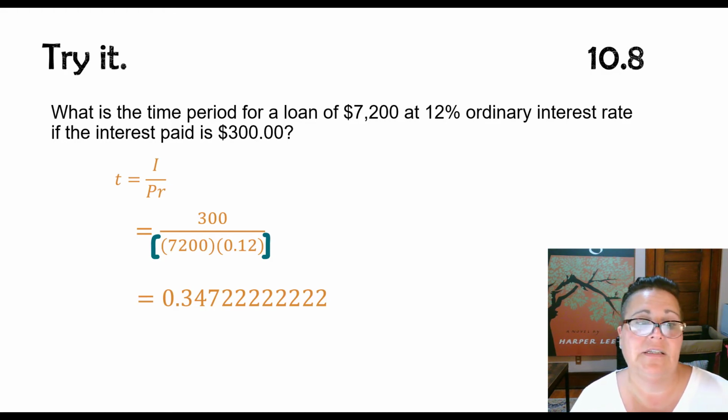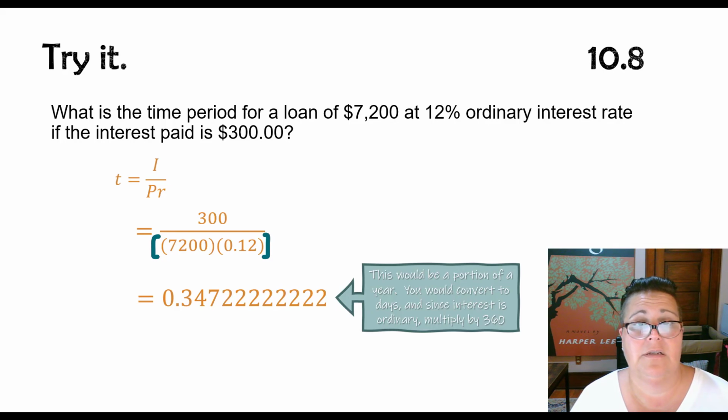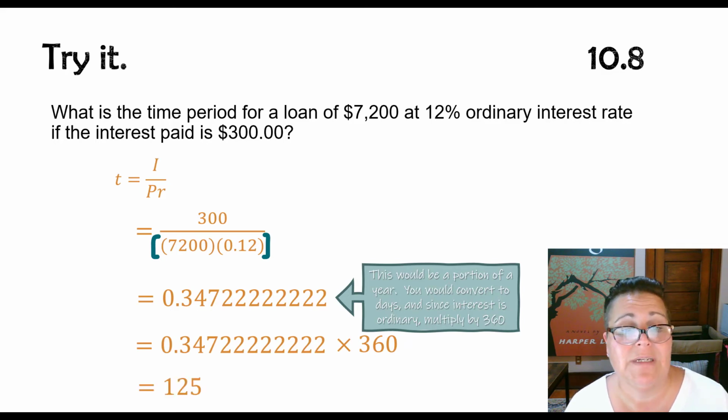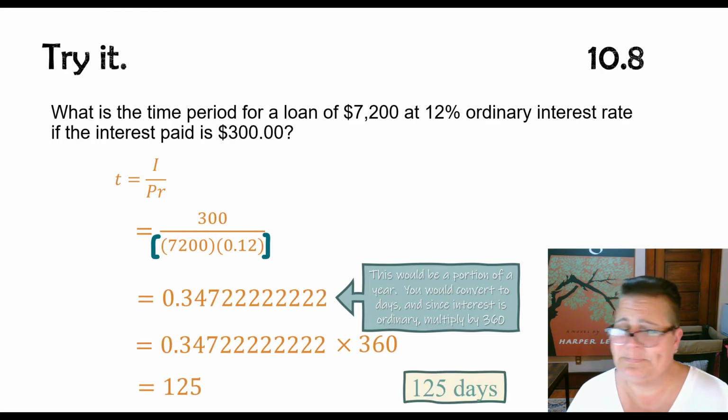Now, this is 0.3472 repeating of a year. So it's a little bit more than a third of a year. It's less than a half of a year. But I need it to be in ordinary days. And since I need it to be in ordinary days, I'm going to multiply this by 360. So 0.347 with repeating 2's times 360 is 125. 125 what? Ordinary time is days, so 125 days.